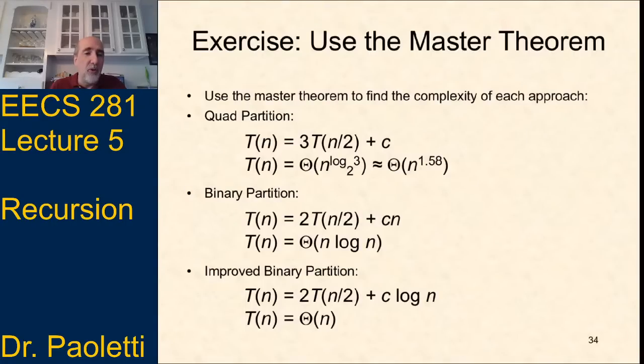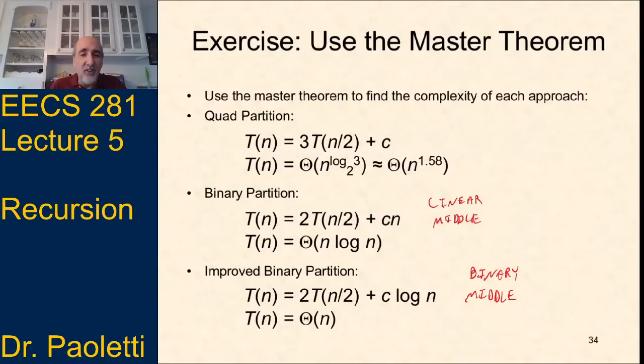So if we do the quad partitioning, we get about n to the 1.58. Binary partitioning, meaning we do a linear search of the middle column, we get n log n. If we do a binary search of the middle column, we get big theta of n. So there's our best one so far. We got big theta of n.